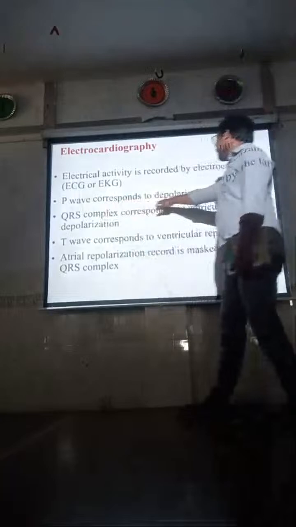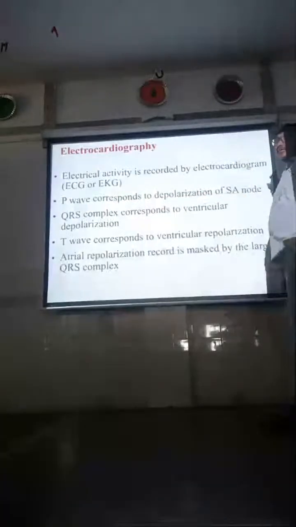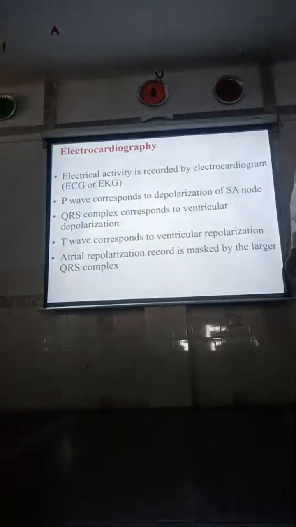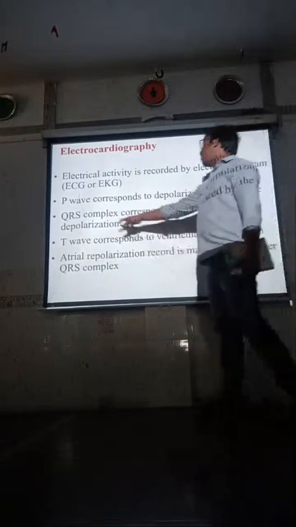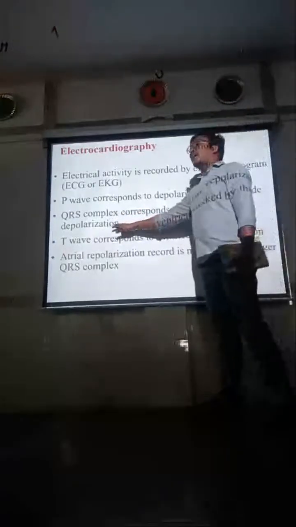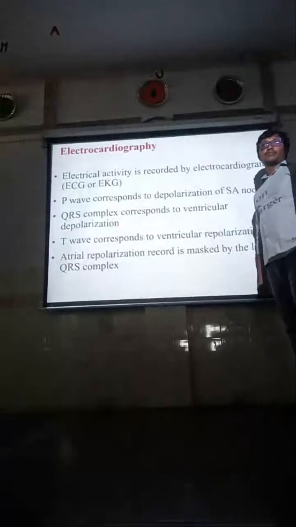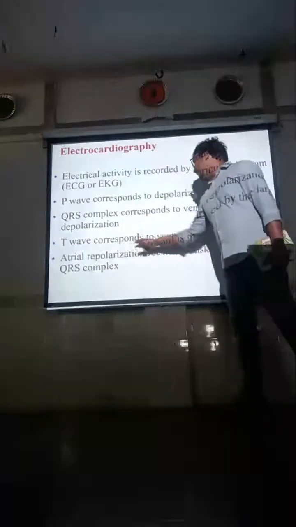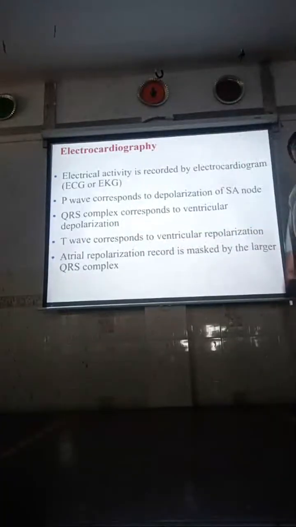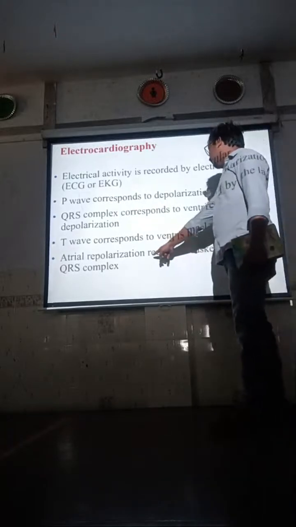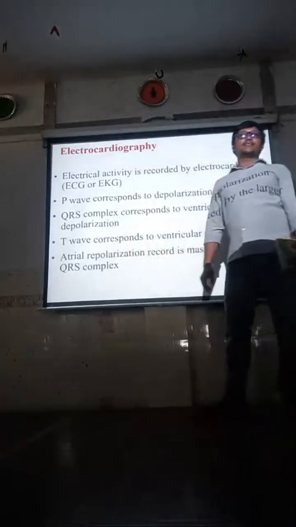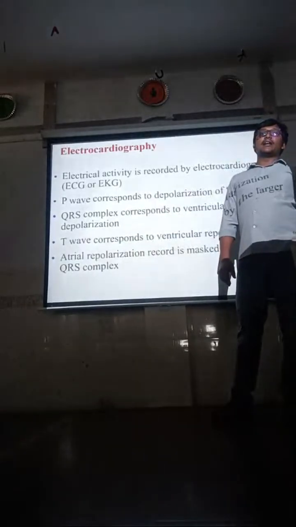Now, P wave corresponds to the depolarization of SA node. QRS complex corresponds with the ventricular depolarization. T wave corresponds to the ventricular repolarization. Now, atrial repolarization is located and is masked by the larger QRS complex.